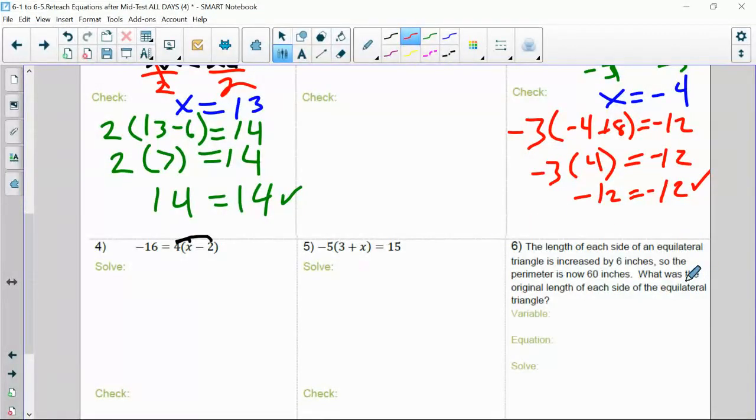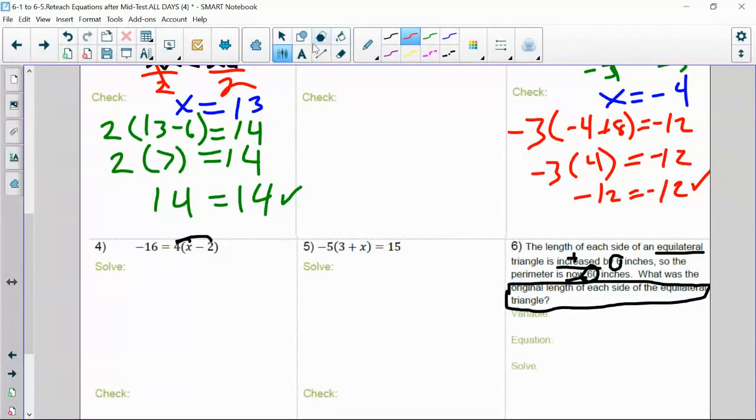Let's look at 6, the word problem. The length of each side of an equilateral triangle. Think in your head, how many sides are there in a triangle? 3. Okay. Triangle is increased by 6 inches. Increase, is that adding or subtracting? That's your addition keyword right there. So the perimeter, where you add up all the sides, is now 60 inches. What was the original length of each side of the equilateral triangle?